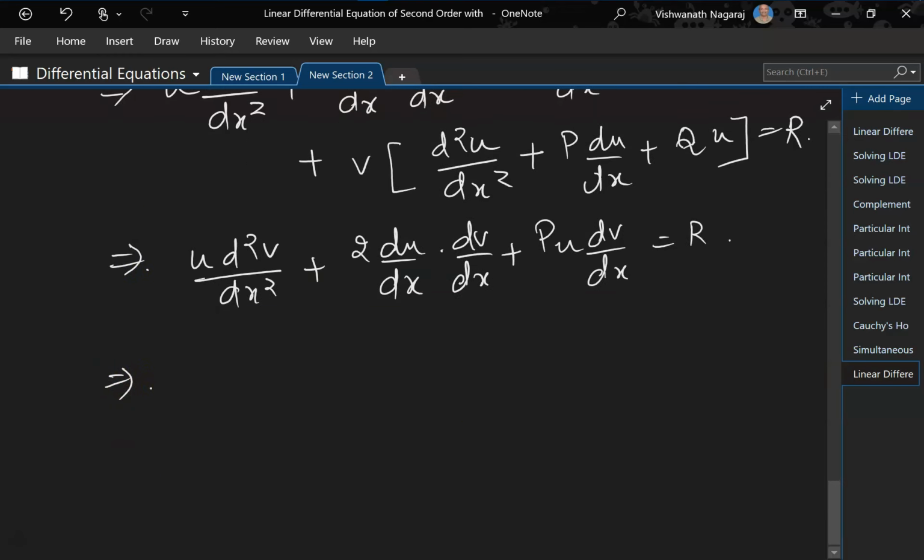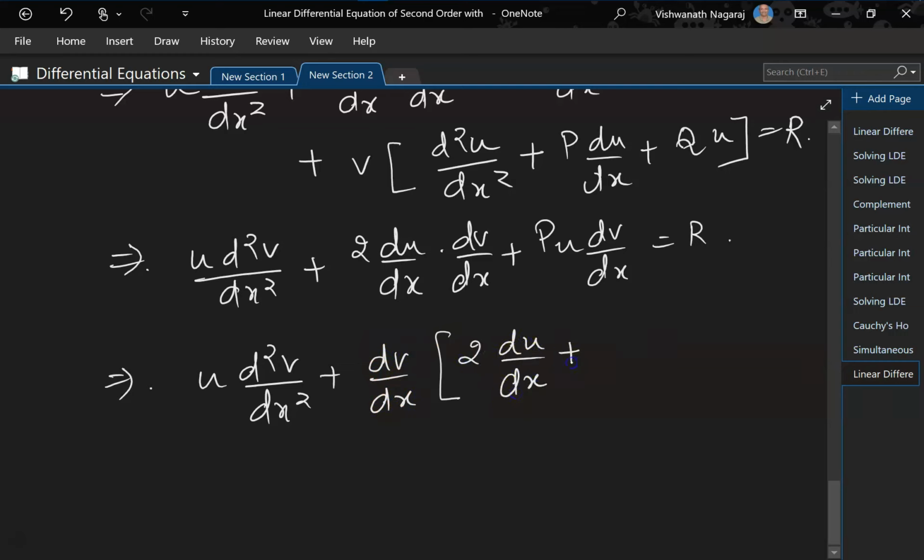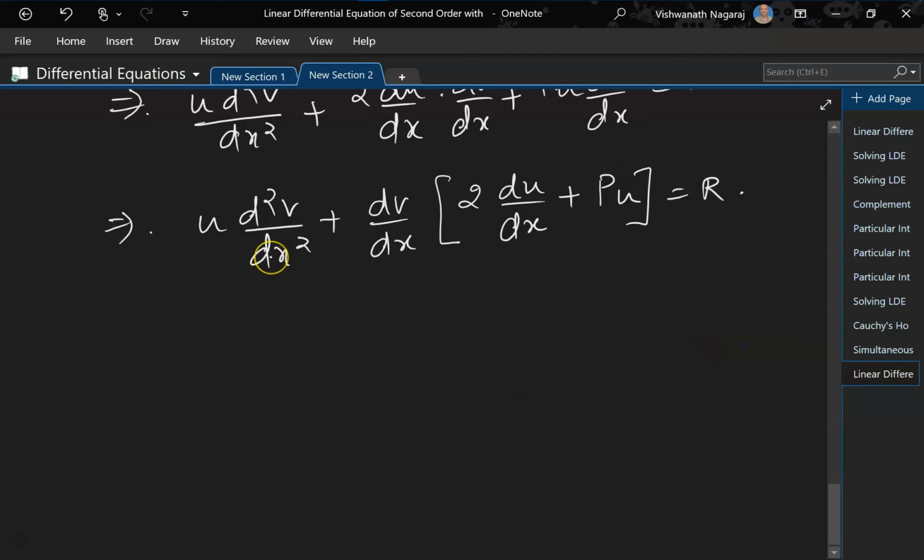Okay, now d²v/dx² plus dv/dx is common, so let's take that out: 2 du/dx plus pu equal to R. It is still second order, right? So let's do one more substitution.